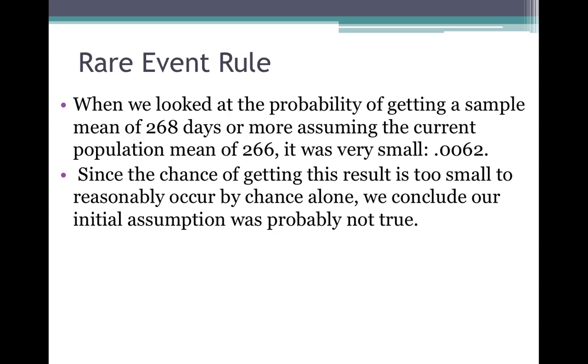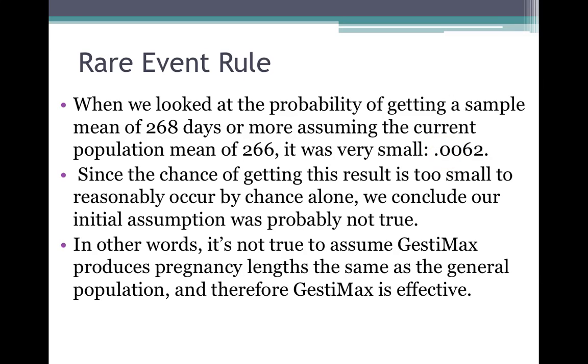Our initial assumption stated that Gestamax doesn't increase pregnancy length, but because the probability is so small, it's too unlikely to happen by chance alone, we have to attribute the change in pregnancy length to the vitamin. So in other words, it's not true to assume Gestamax produces pregnancy lengths the same as the general population, and therefore Gestamax is effective.